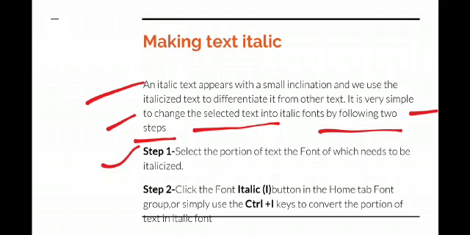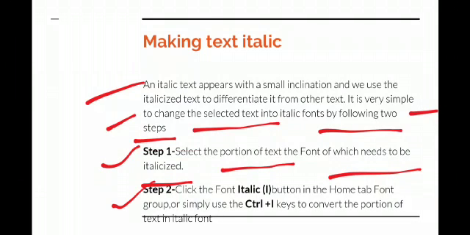First one is select the portion of the text, the font of which needs to be italicized. Step 2. Click the font italic I button in the Home tab Font group, or simply use the Ctrl+I key to convert the portion of the text into italic font.